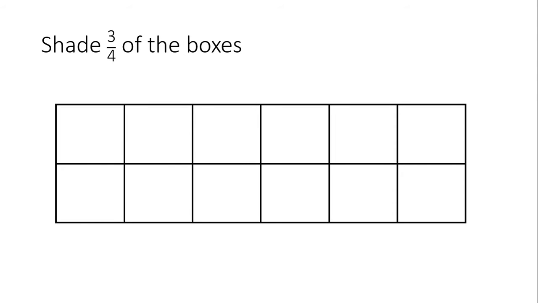One more example. This one says shade 3/4 of the boxes. So I have to break it up into groups of 4. That's a little bit difficult because there are 12 of them, but I think I can do it. And it would look something like this. 1 group, 2 groups, 3 groups, 4 groups.